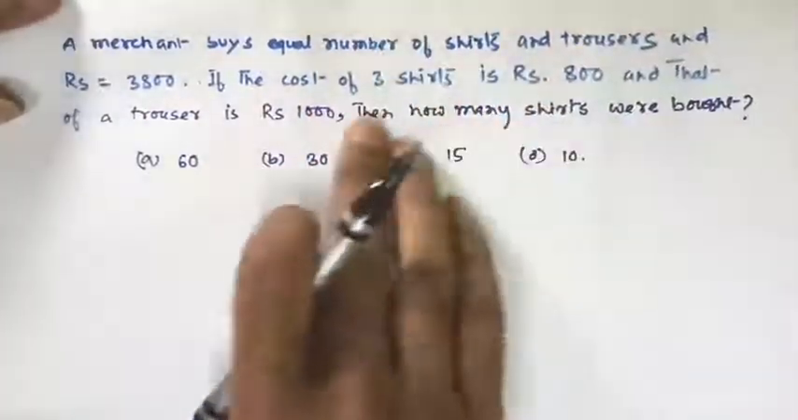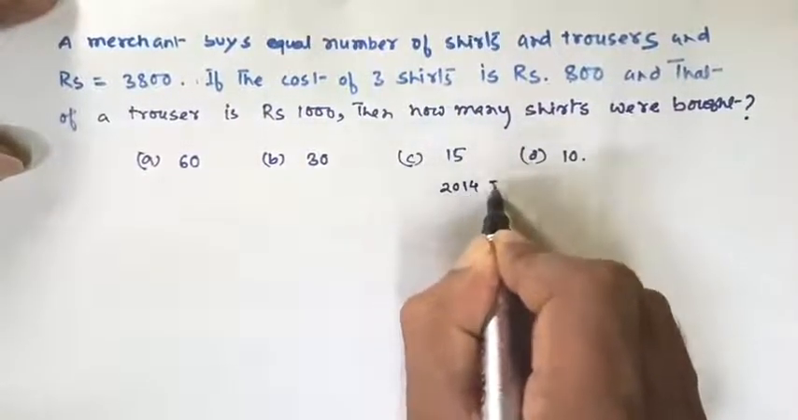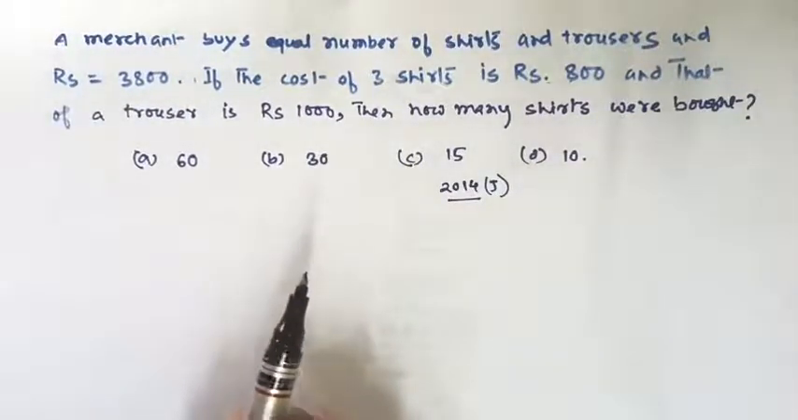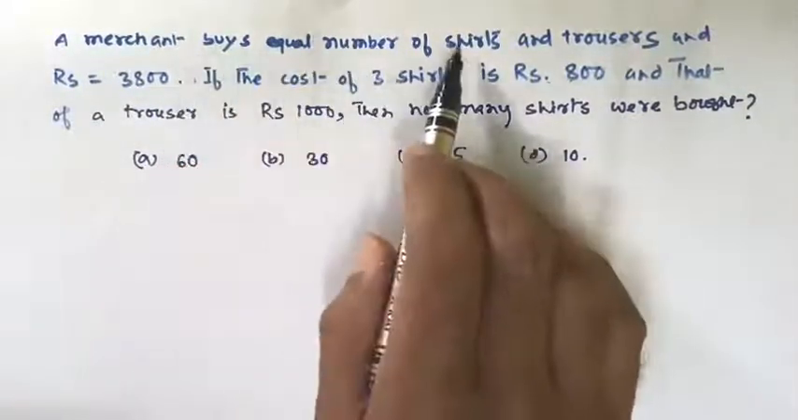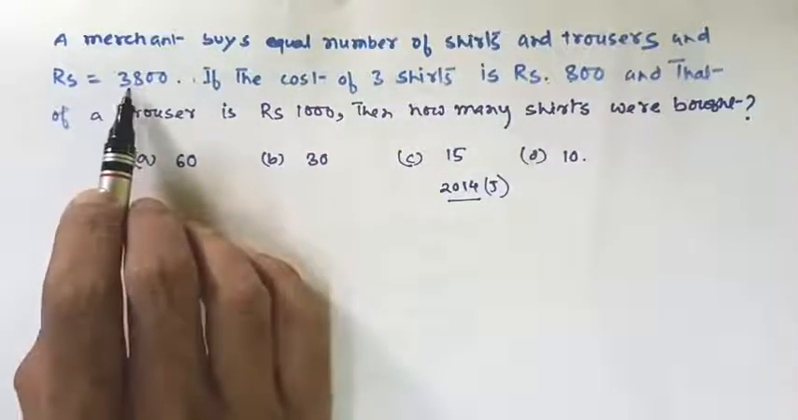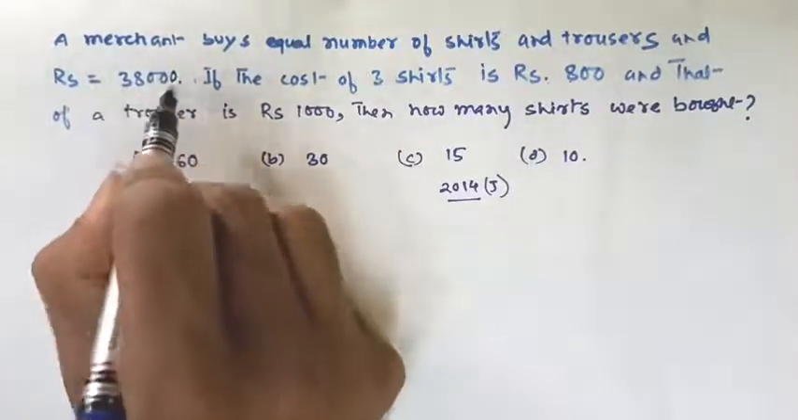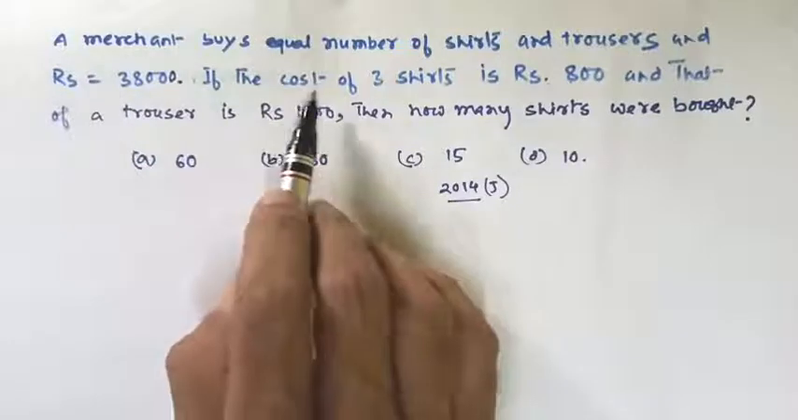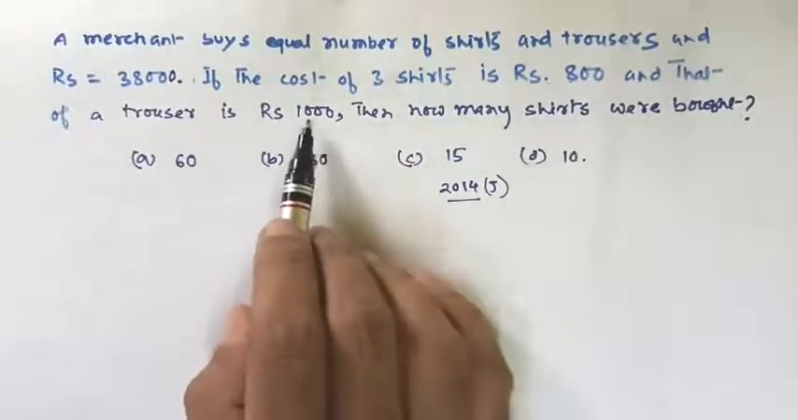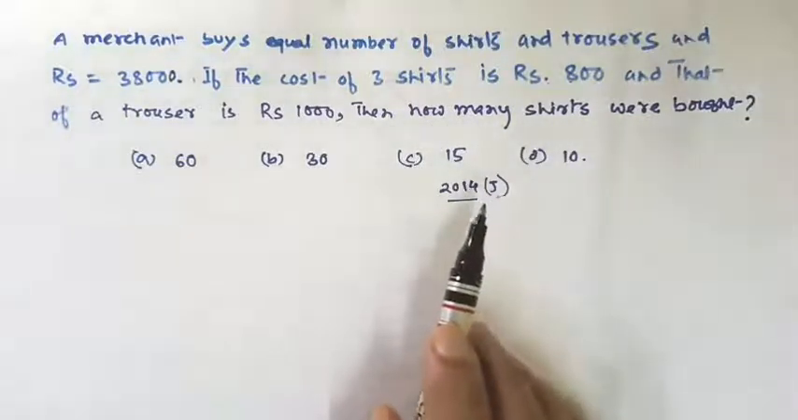So this is a question asked in CSIR NET 2014 in the June session. In the question it is asked that a merchant buys an equal number of shirts and trousers, and he pays a total of 38,000 rupees. If the cost of 3 shirts is 800 and that of a trouser is 1000, then how many shirts were bought by the merchant?